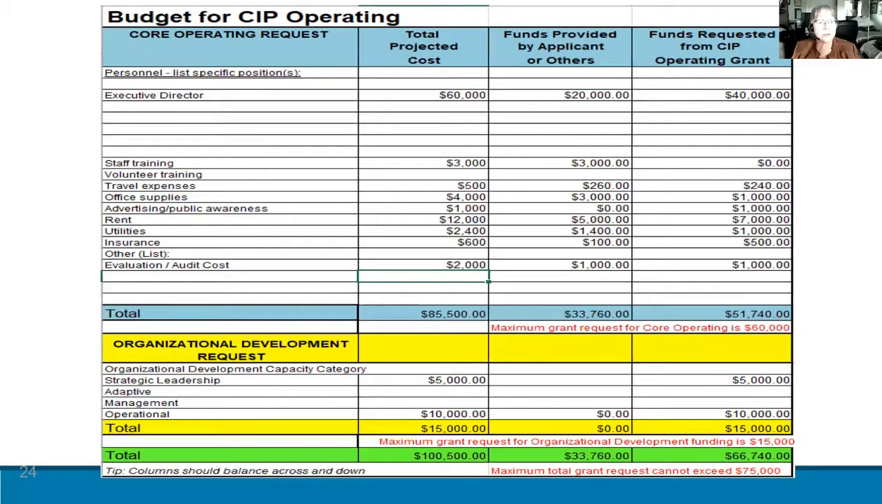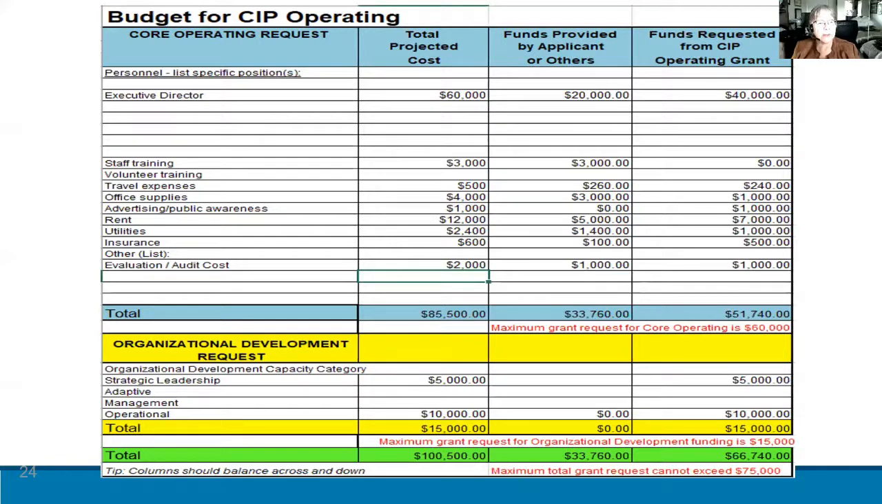Here is a closer view of the core funding portion of the budget. While not required, we do encourage organizations to put some funding towards the amounts you are requesting from CIP operating. Please note that for any staff positions requested, a job description must be included with the application. The job description should include duties, responsibilities, hours to be worked daily or weekly, and the qualifications and skills, and how the wage was determined for the position.